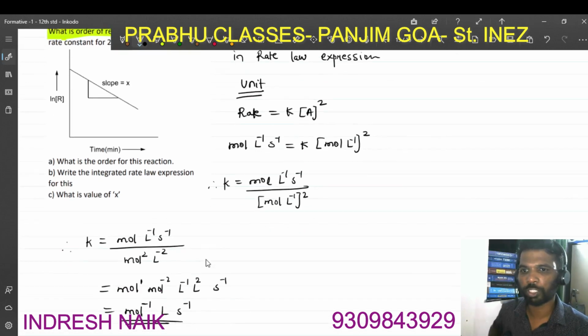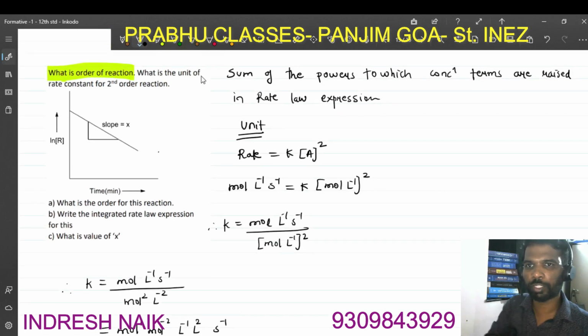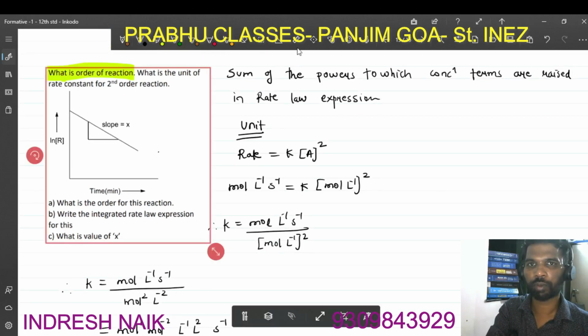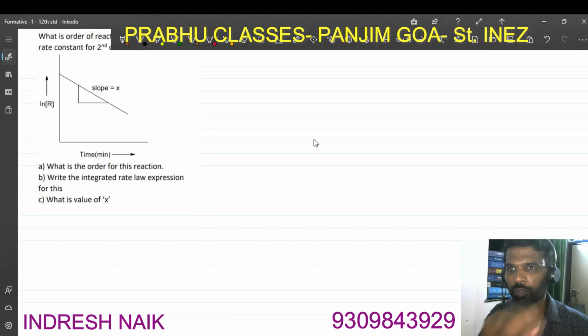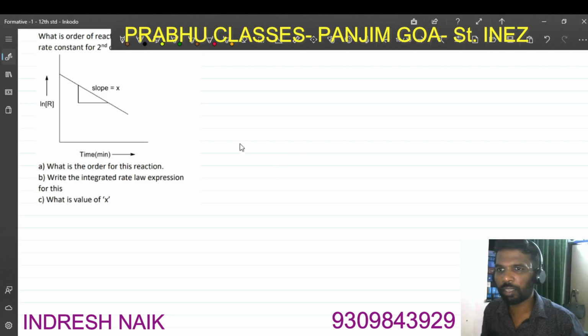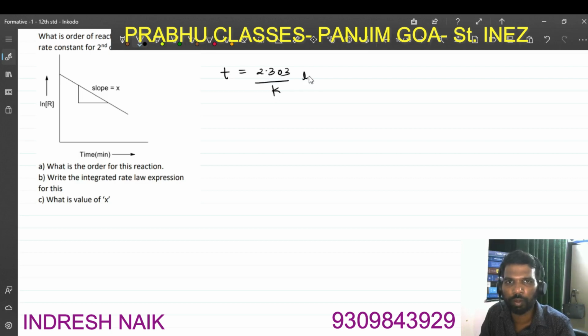Now coming to this question, solve it here. The graph is given over here. What is the order of the reaction? Like it is written, ln of r versus time. This is very clear from the integrated rate law expression. We write the integrated rate law expression for the time or rate constant this way: 2.303 by k log of r0 by r.